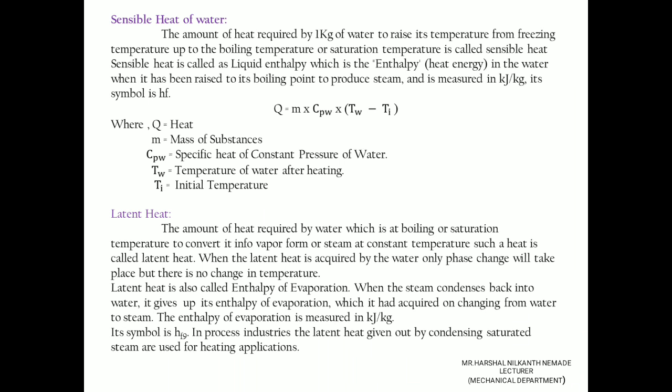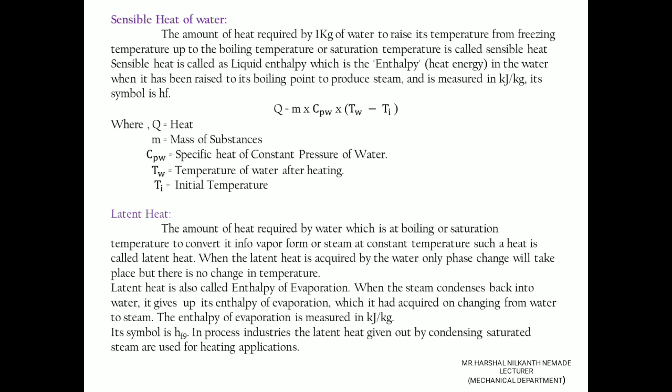Its symbol is hf. Q is equal to m multiplied by Cpw multiplied by (Tw minus Ti). Now where Q is the heat, m is the mass of substance, Cpw means specific heat at constant pressure of water, Tw means temperature of the water after heating, and Ti means initial temperature.